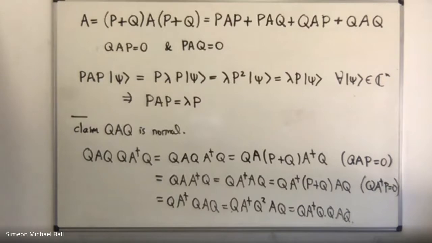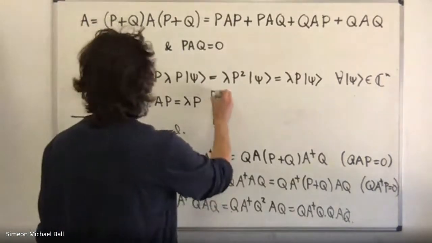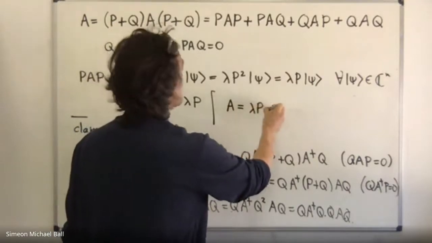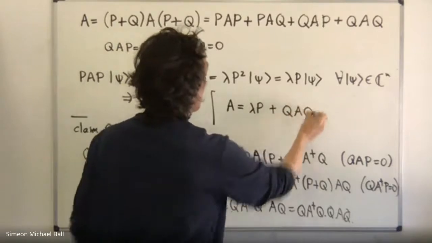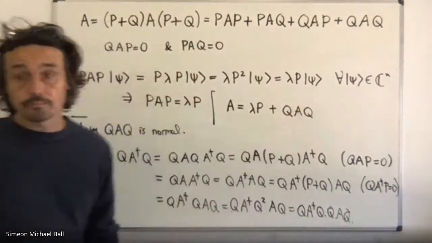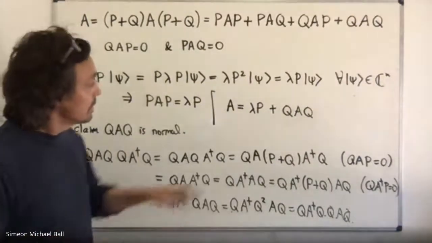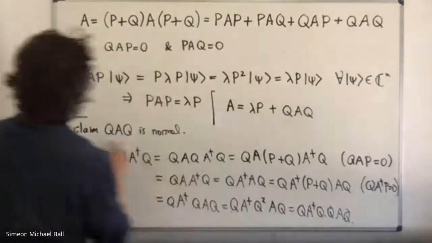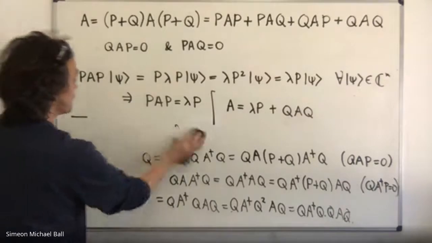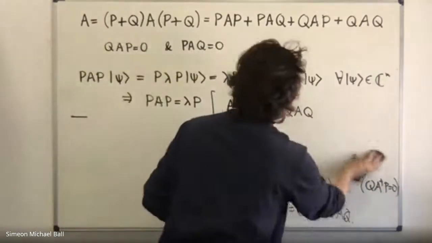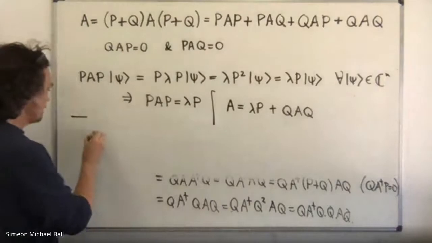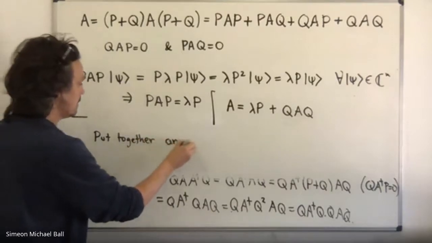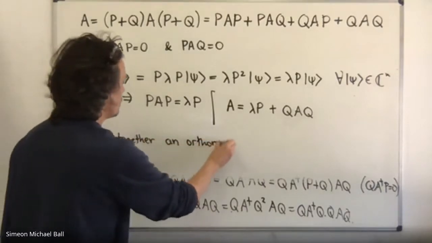So all told, what we've got therefore is that A is actually equal to lambda P plus QAQ, where this is normal. And by induction, this lambda P is just, if you think of it as, so now we put together an orthonormal basis.